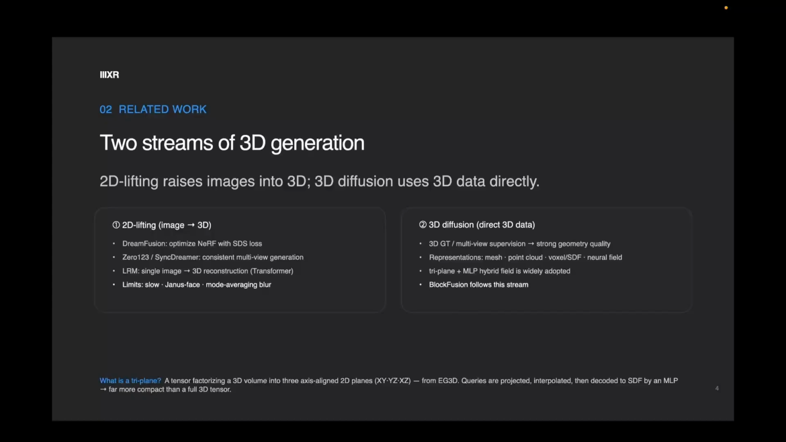The second family is 3D diffusion, working directly on 3D data with 3D supervision, which gives much better geometry, and a popular representation there is the tri-plane plus MLP hybrid field, which is the family BlockFusion belongs to. If tri-planes are new, you factorize a 3D volume into three 2D planes, then an MLP decodes the SDF. It's far more compact than a dense 3D grid, which is what makes it tractable.